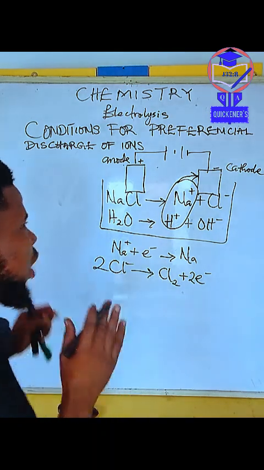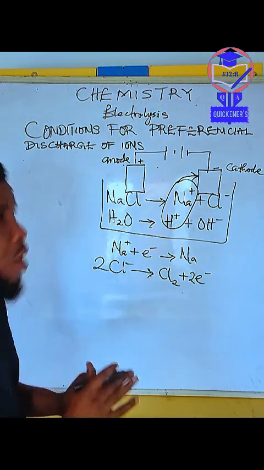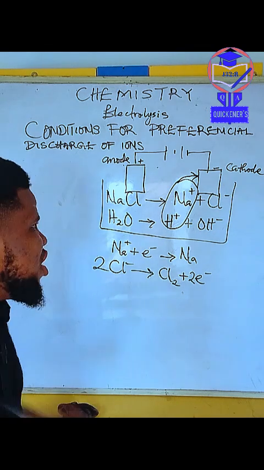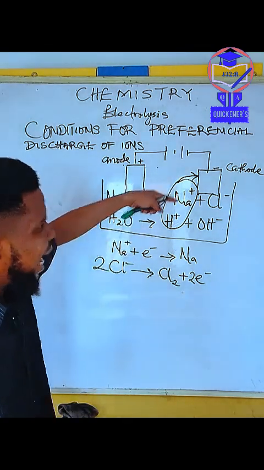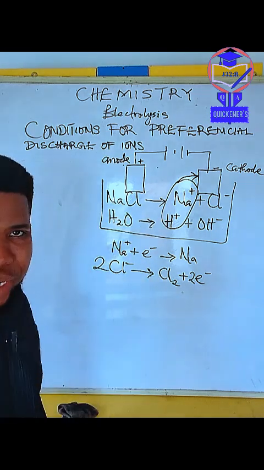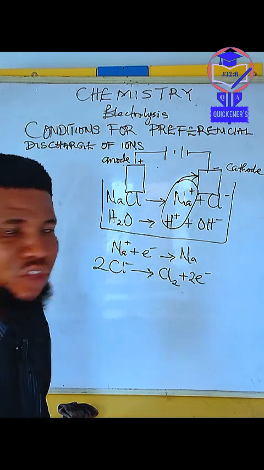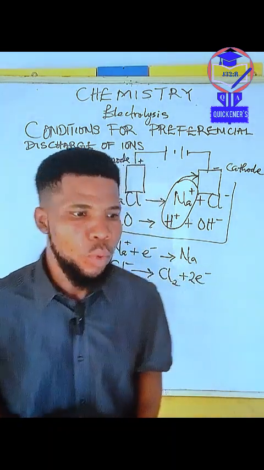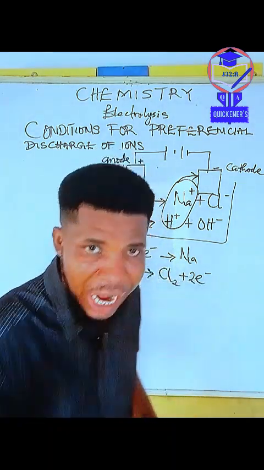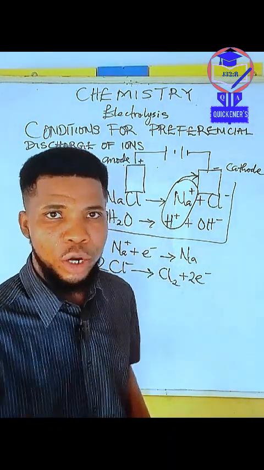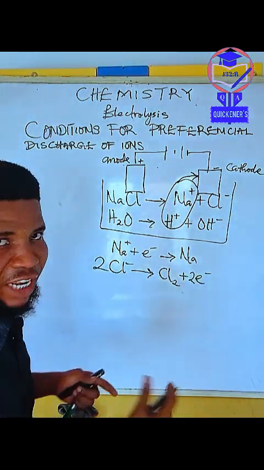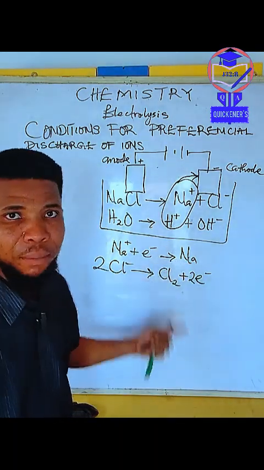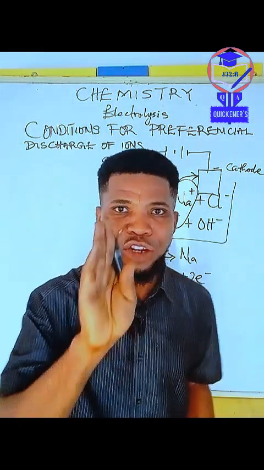Now, I'm just telling you this is what happens, alright? But my point of discussion is between sodium and hydrogen, which of them is going? Which of them is being discharged? Is it sodium or hydrogen? That is where this topic comes in. We are looking at the conditions for the discharge of an ion. Now that you know the meaning of discharge, that is leaving their charge and becoming their atomic state or molecular form. Now, the conditions are just three.